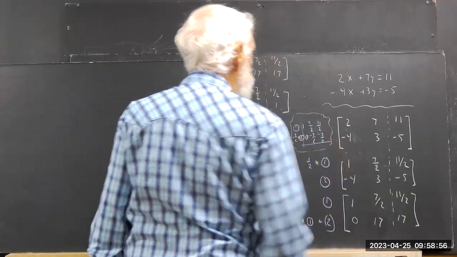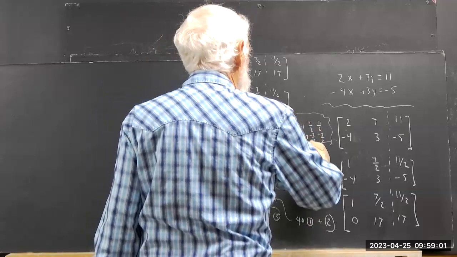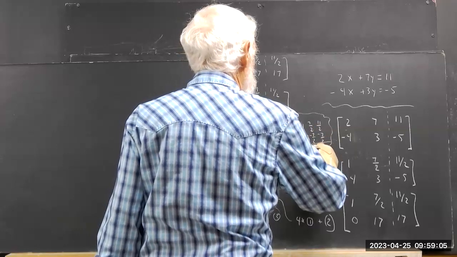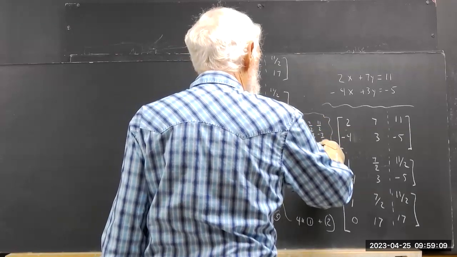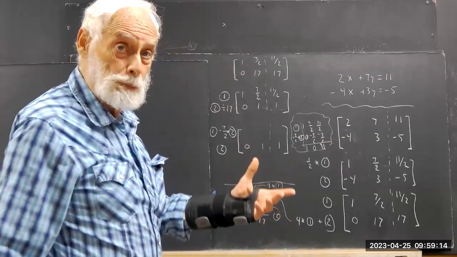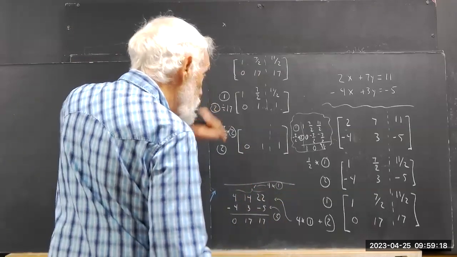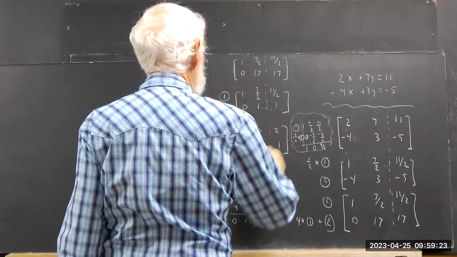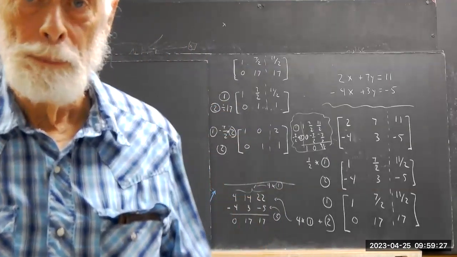When I add these up, 1 and 0 gives me 1. 7/2 and negative 7/2 gives me 0. 11/2 minus 7/2 is 4/2, and 4/2 is 2. So what I get when I do this calculation is 1, 0, 2. Well, I'm done. I've solved the problem.